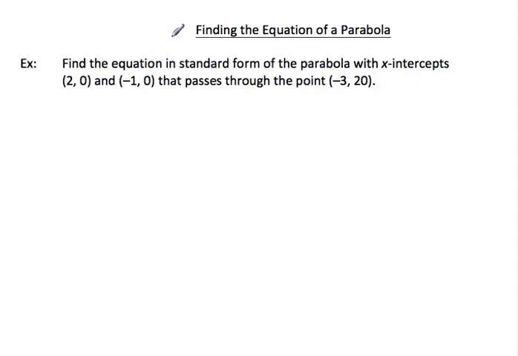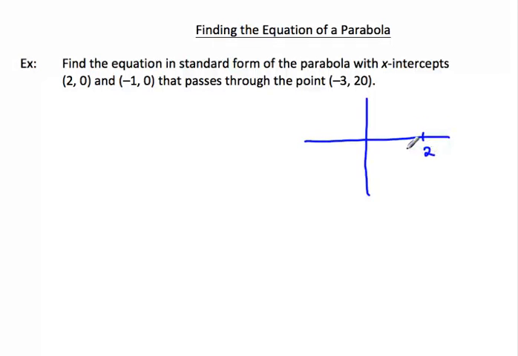In this video, we're going to look at examples where we're asked to find the equation of a parabola given some information about it. So here's the first example. Find the equation in standard form of the parabola with x-intercepts (2, 0) and (-1, 0) that passes through the point (-3, 20). So first let's draw a little sketch.